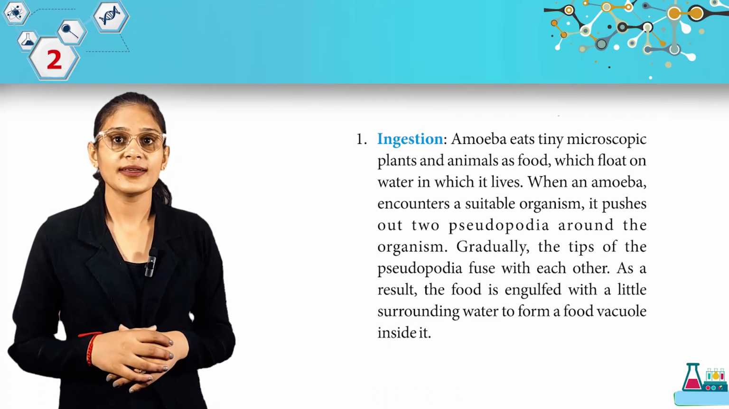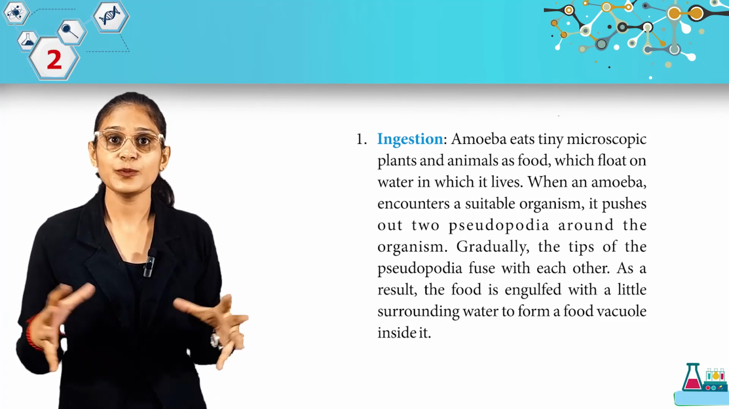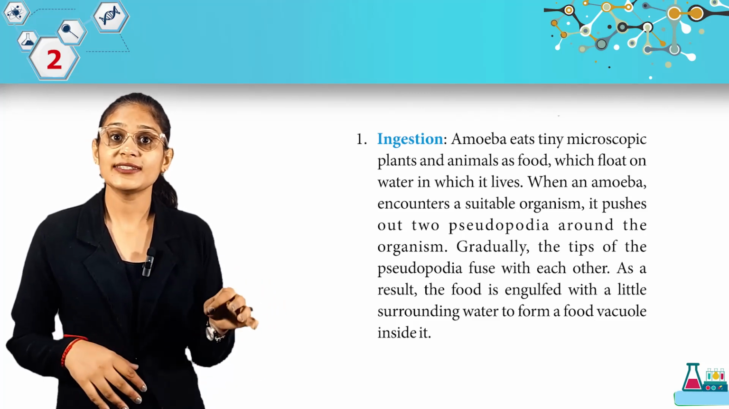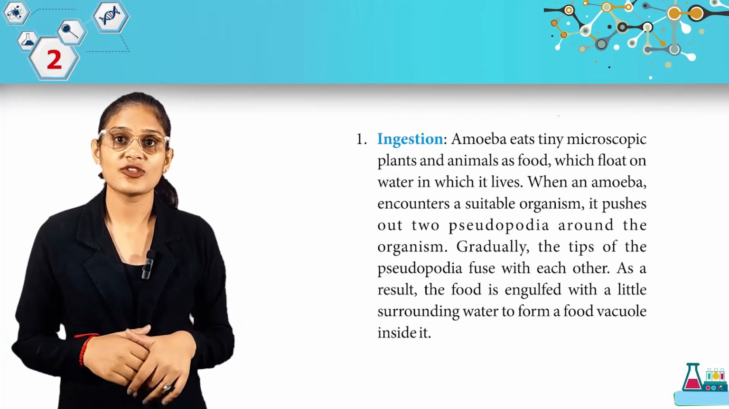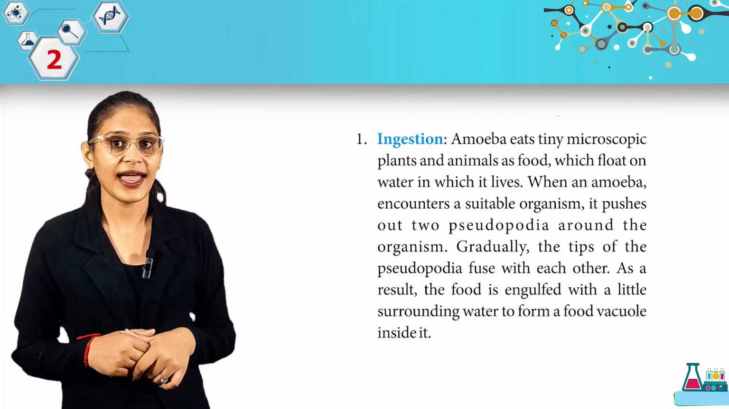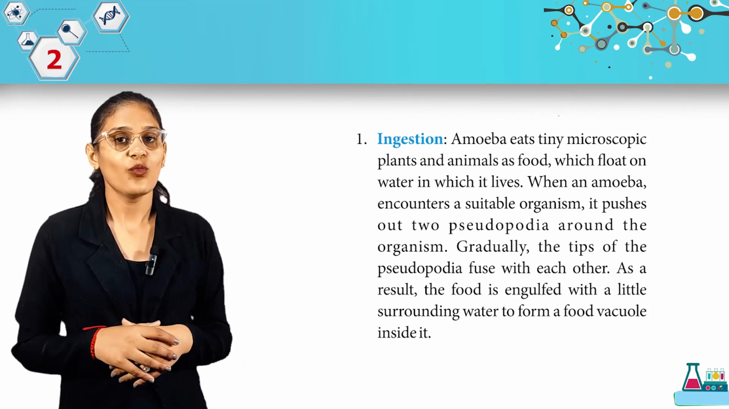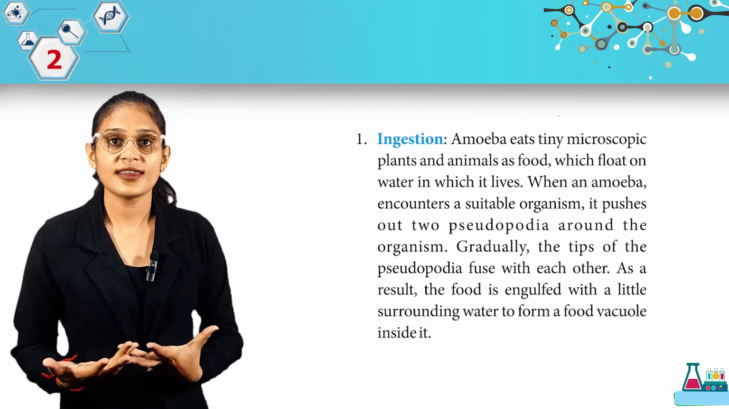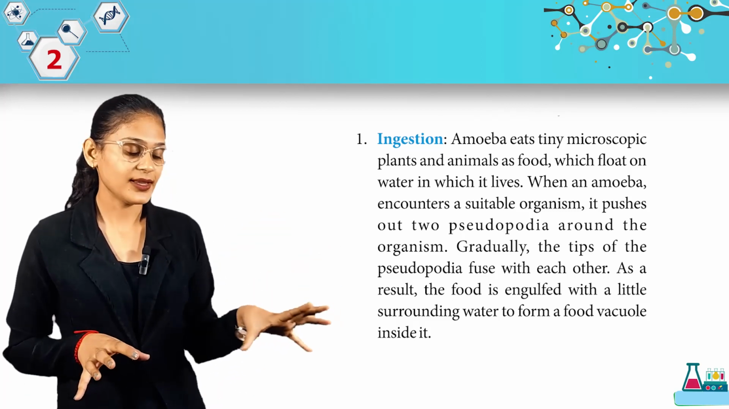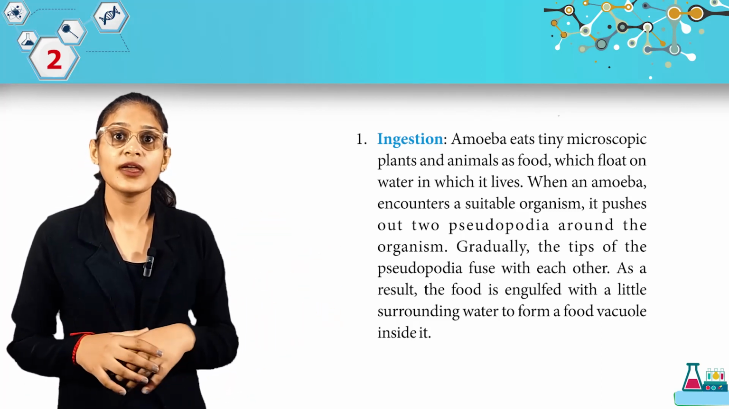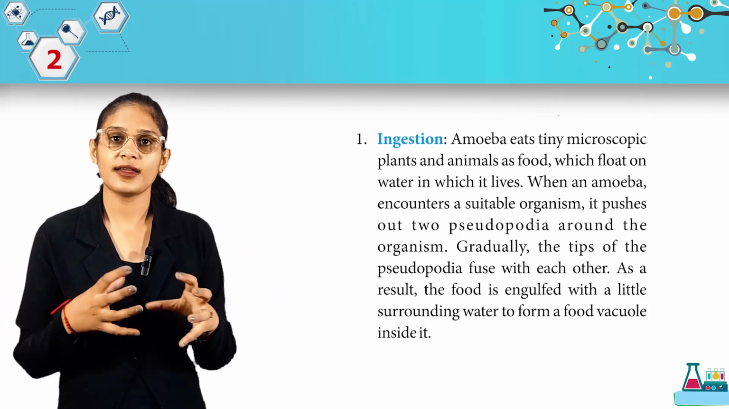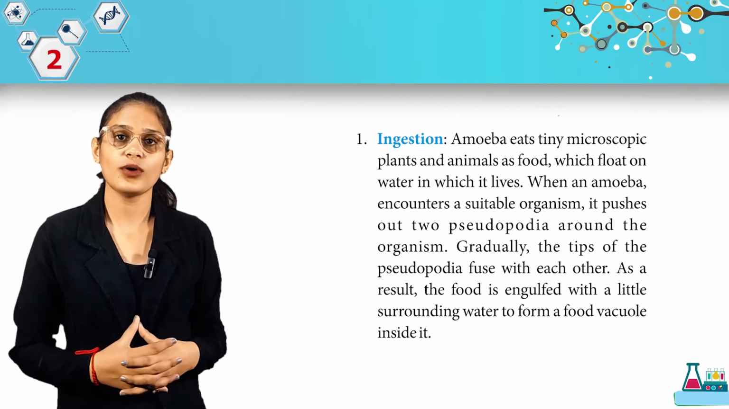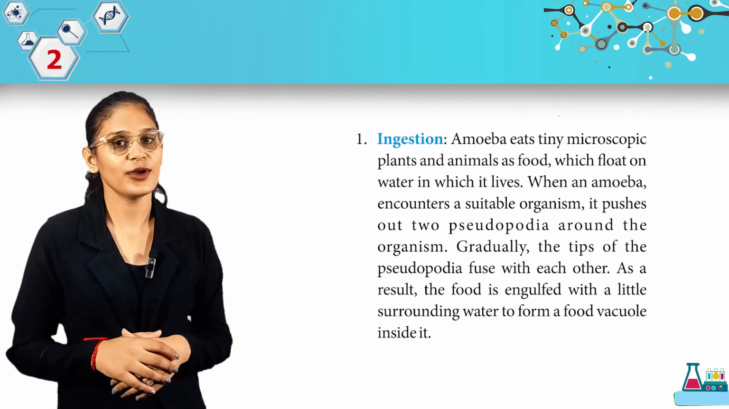When an amoeba encounters a suitable organism, it pushes out two pseudopodia around the organism. Gradually, the tips of the pseudopodia fuse with each other. As a result, the food is engulfed with a little surrounding water to form a food vacuole inside it. So students, how does amoeba do ingestion? When it feels that there is some food for it, it extends its pseudopodia into a finger-like structure, and they engulf the food and a food vacuole is formed there.